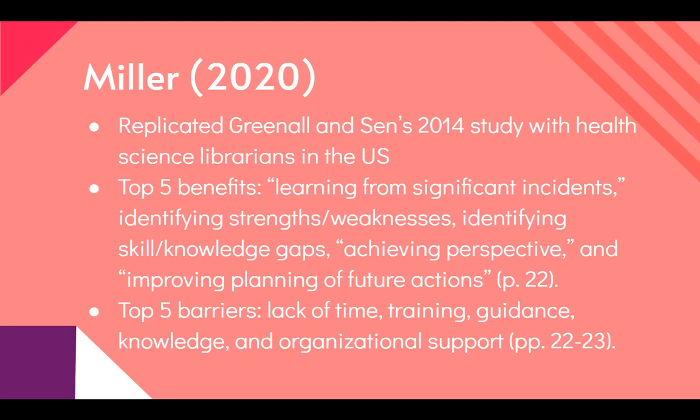But the two that show up here that didn't rise to the top in Grinnell and Sin's study were achieving perspective and improving planning of future action. So those are some additional benefits that these librarians reported from their own work with reflective practice. Their top five barriers, again, very similar: lack of time, training, guidance, knowledge, and organizational support.